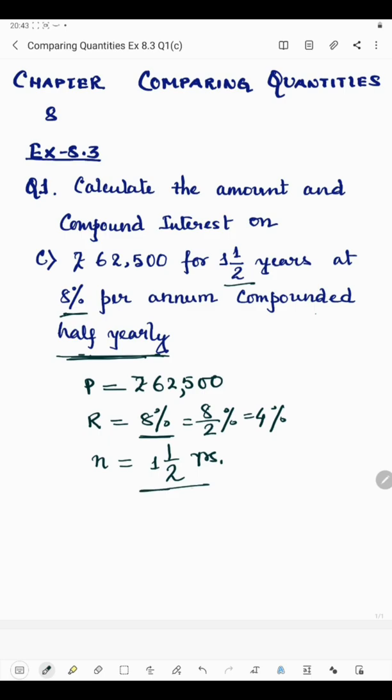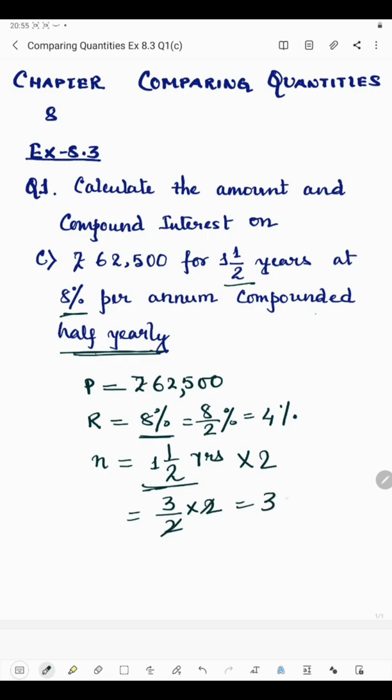Now coming to the number of years. 1.5 years compounded half yearly means interest will be charged twice in a year. So in 1 year it will be charged twice, so the number of years will be twice of this. So 1.5 means 3/2 multiplied by 2, the 2 cancels, so it's 3 years.